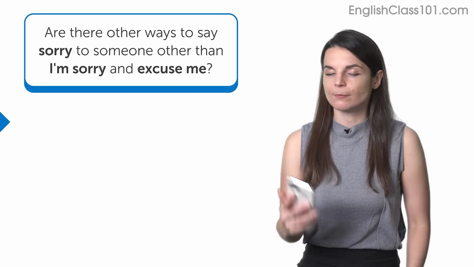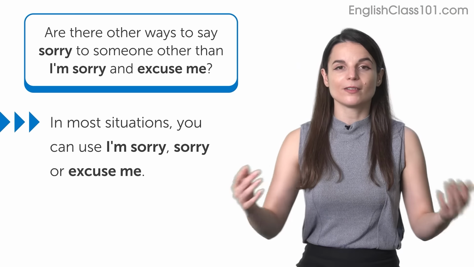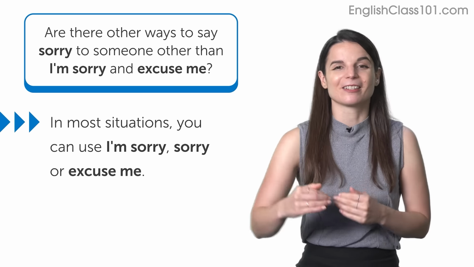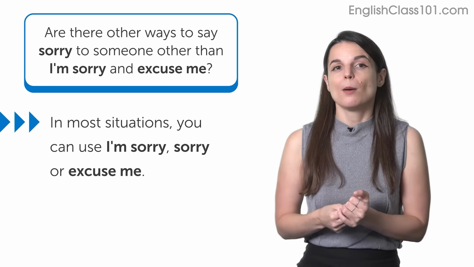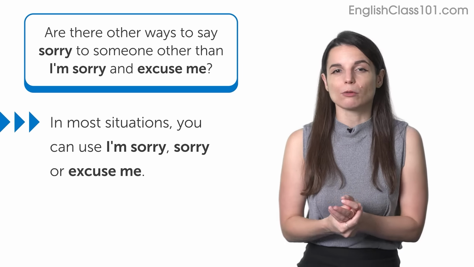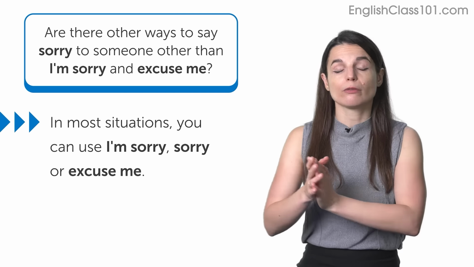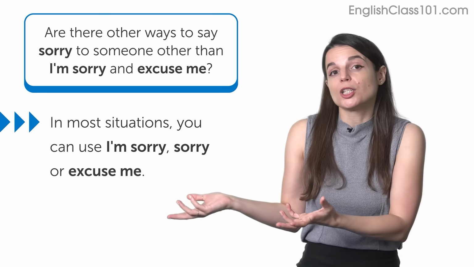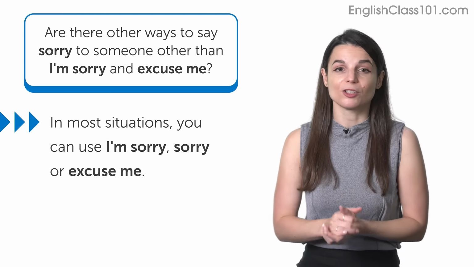Yeah, let's talk about this. So yes, of course, in a lot of situations, you can just say, I'm sorry, or sorry, or if you bump into someone, you can say, excuse me. But what do you do if you have a really small mistake? Or what do you do if there's a very, very serious situation that you need to express an apology for? Let's talk about a few things that you can do.